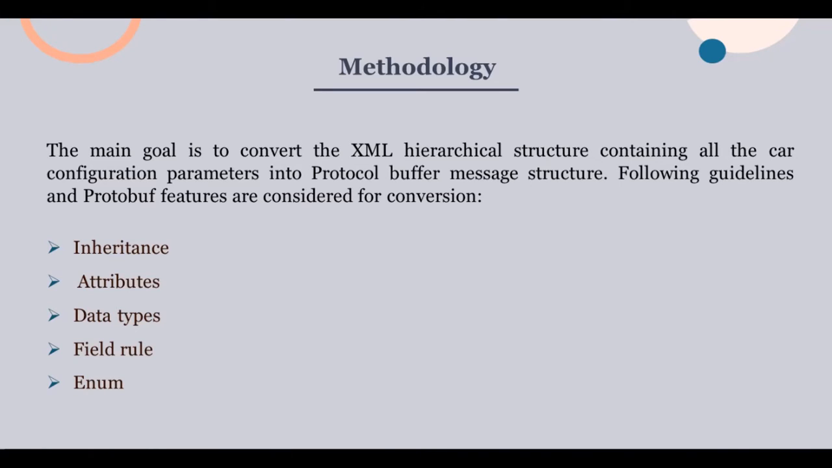Field rule determines whether a field is singular or an array of elements using the keyword repeated. Then enum is a list of possible values a variable can have. For example, if we define a variable named command, and we have 4 values for it, like start, stop, initialize, reset, then the enum command can be set to any one of the 4 values.